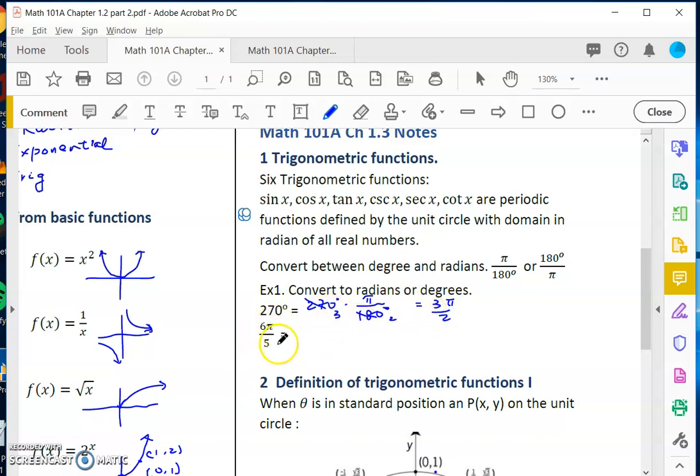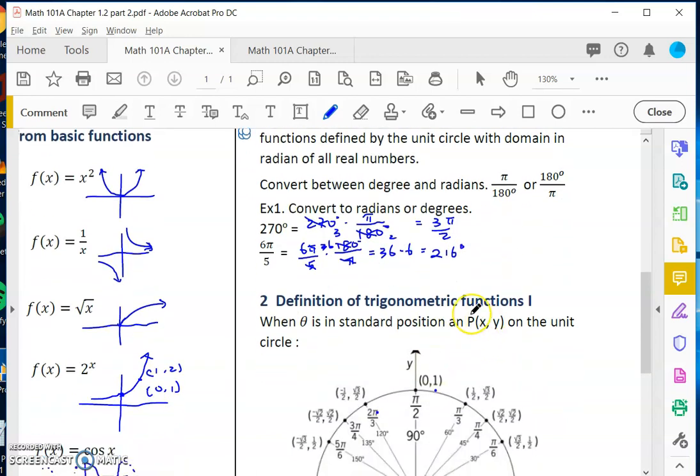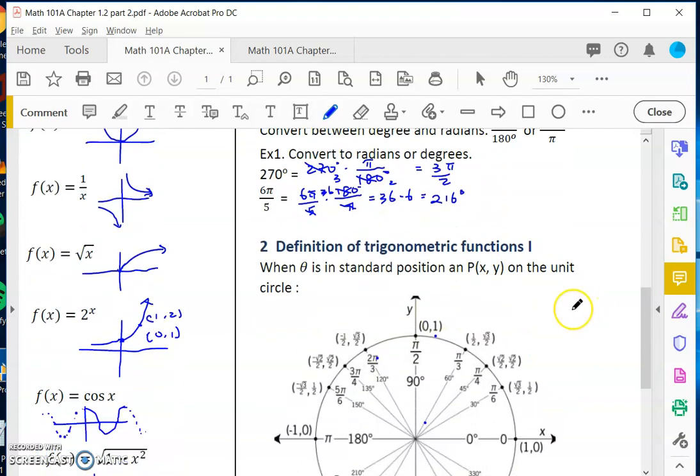What about if I have 6 pi over 5 and I want to convert it into degrees? I would do 6 pi over 5 times 180 degrees over pi, so the degrees are on top and the pi is on the bottom. You cancel the pi, and 180 divided by 5 is 36. So it becomes 36 times 6 degrees, which is 216 degrees. Okay, so that's how you can convert between radians and degrees.